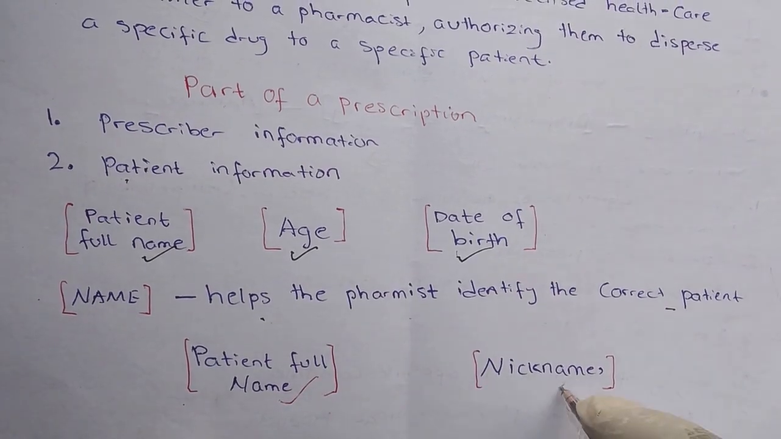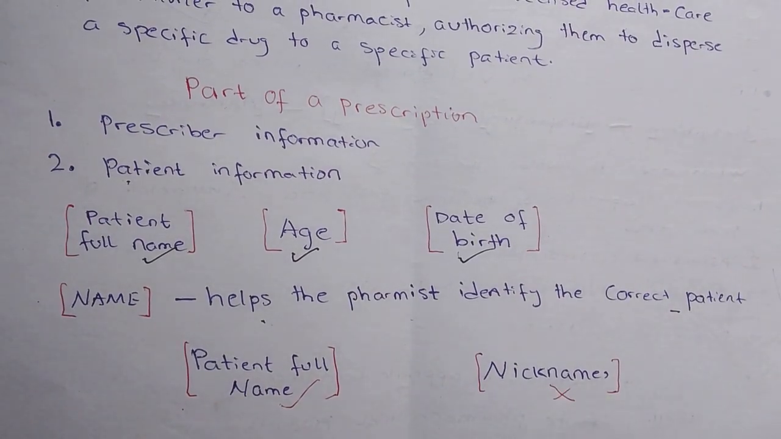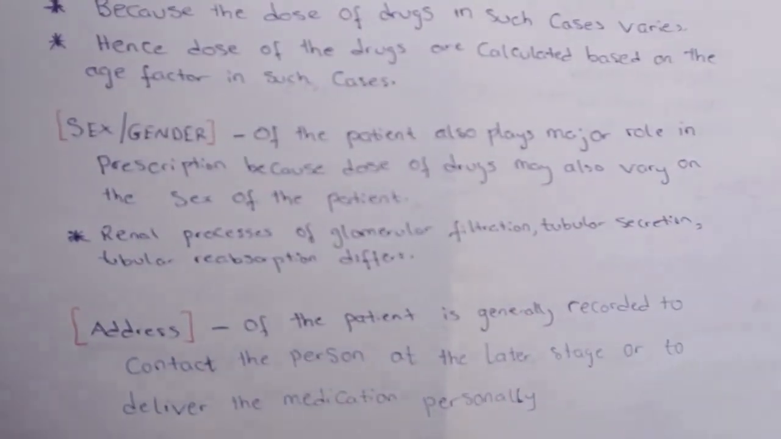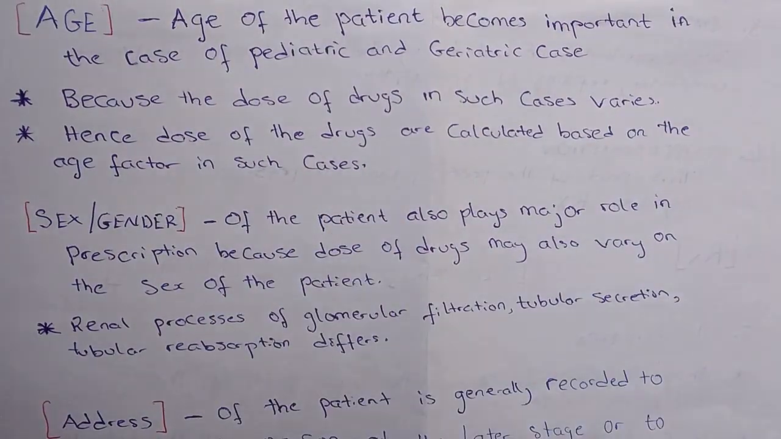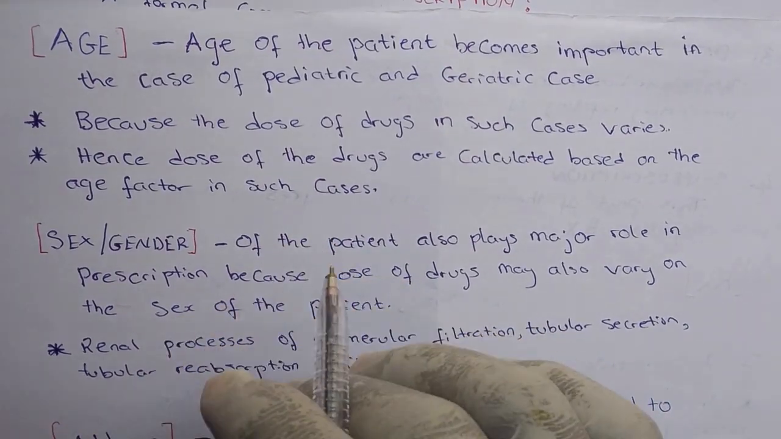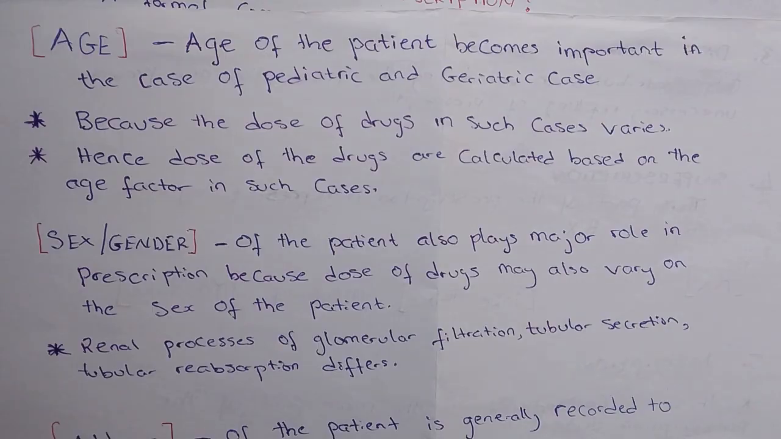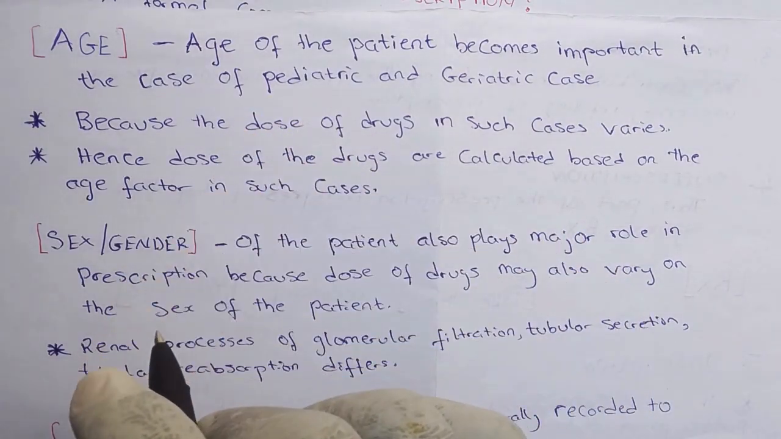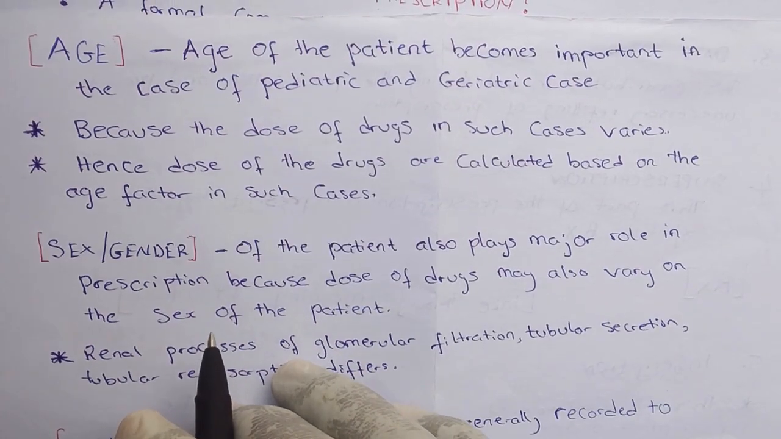Age. Age of the patient becomes important in the case of the pediatric, children, and geriatric, old people, cases. Because the dose of drugs in such cases varies, due to their differences in ability to metabolize drugs. Hence, the dose of the drugs is calculated based on the age factor in such cases. In some cases, weight and height of the patients are also required.